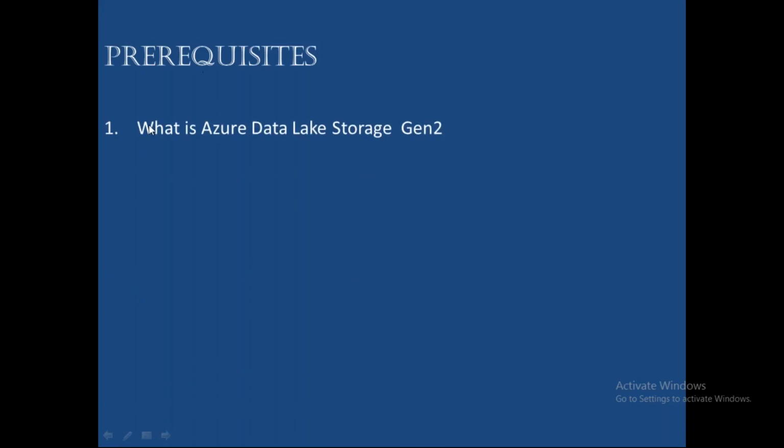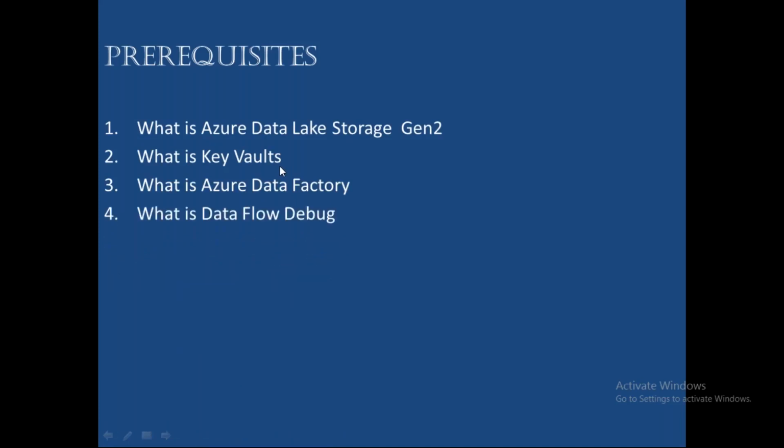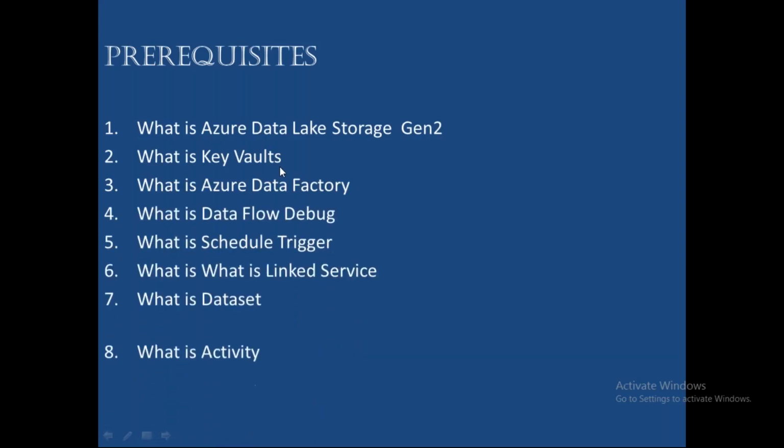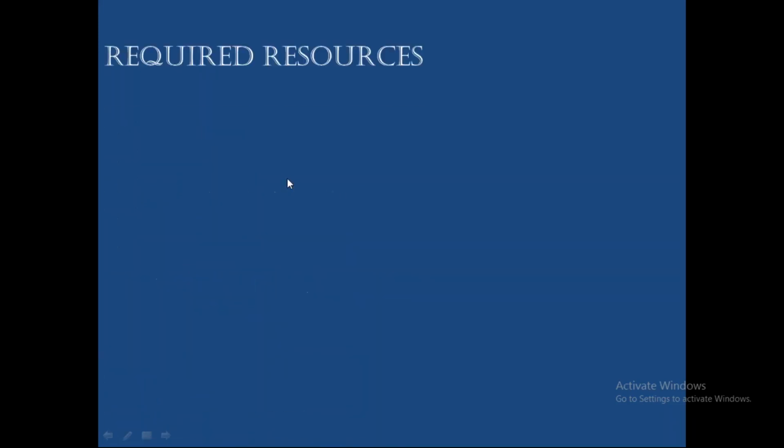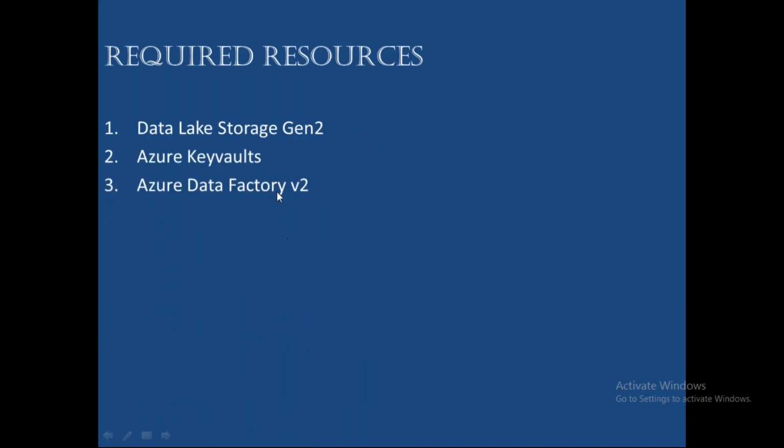Fine. Next, prerequisites. What is Azure Data Lake Storage Gen 2? We already know what is Key Vault, what is Azure Data Factory, data flow debug, schedule trigger, linked service, dataset, activity, pipeline. All those things we are aware of. Next, required resources: Data Lake Storage Gen 2, Azure Key Vault, and Data Factory V2. So let's go and create these three quickly.